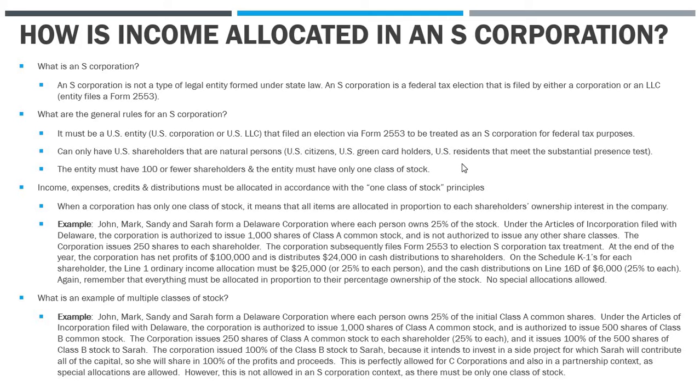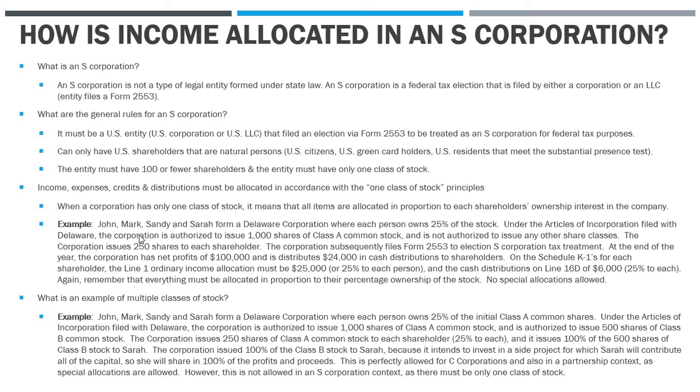One class of stock means that income, expenses, credits, distributions, all of that must be allocated in accordance with this one class of stock principle, which means that everything is apportioned to each shareholder given the amount of ownership percentage they have in the company. So everything is proportionate to the amount of stock you own in the S Corp, period. You can't allocate things differently by item on a per person basis.